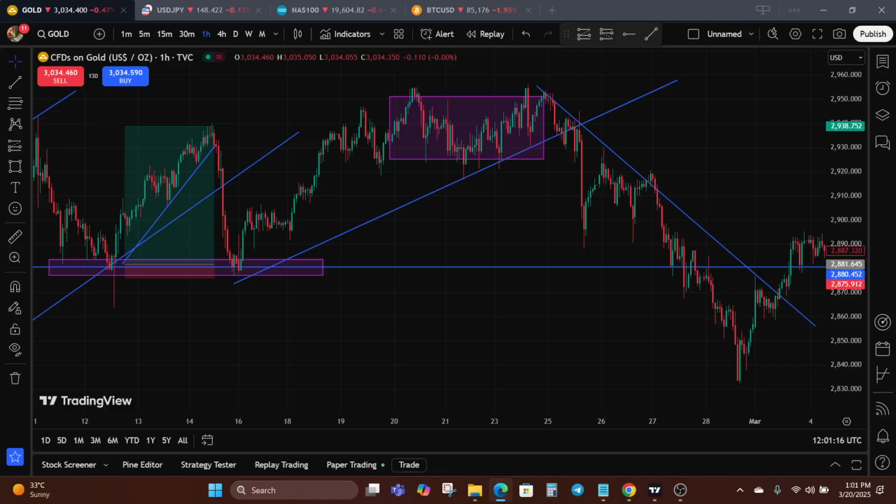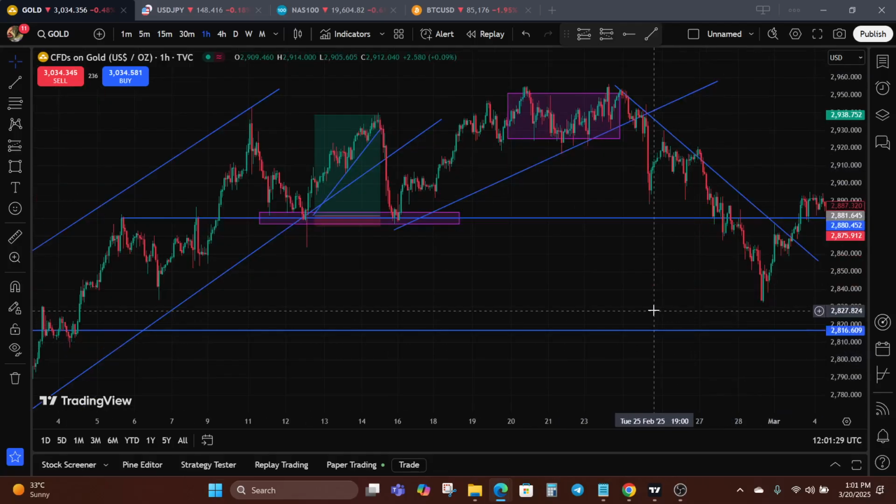Okay, so if you want to learn more about liquidity concepts, you can check that video out. We already talked about it in that video. Basically, you should be looking for stop loss clusters above highs and below lows. Look for buy side and sell side liquidity.